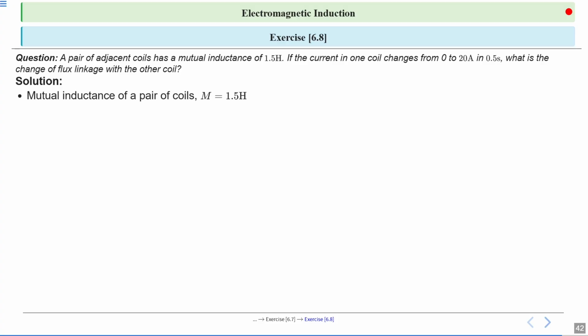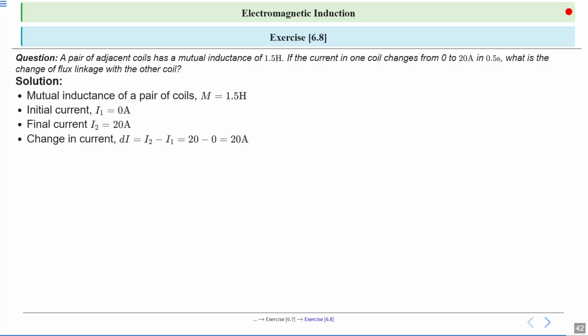The mutual inductance of the pair of coils is given as M equal to 1.5 Henry. Initial current I1 is 0 ampere. Final current I2 is equal to 20 ampere. So the change in current will be di equal to I2 minus I1, equal to 20 minus 0, equal to 20 ampere. The time taken for the change, dt, equals 0.5 seconds. Now the induced EMF in the other coil.